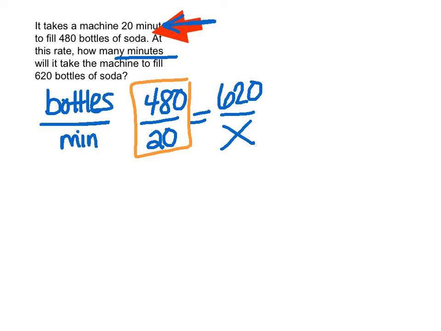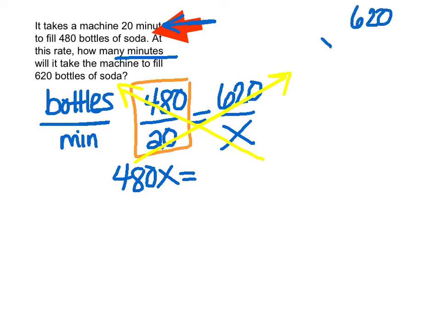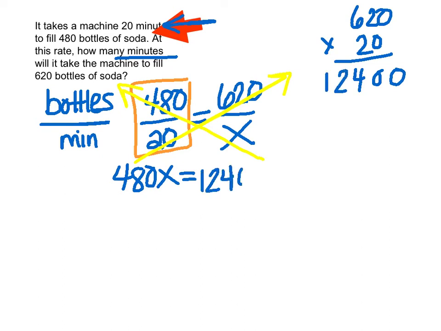I'm going to use cross products. And remember, cross product says you multiply up and to the right and then up and to the left. So when I have 480 times x, I get 480x is equal to 20 times 620. So over here I'm going to do 620 times 20. I get 2 zeros. 2 times 2 is 4. 2 times 6 is 12. So I end up with this big giant number.